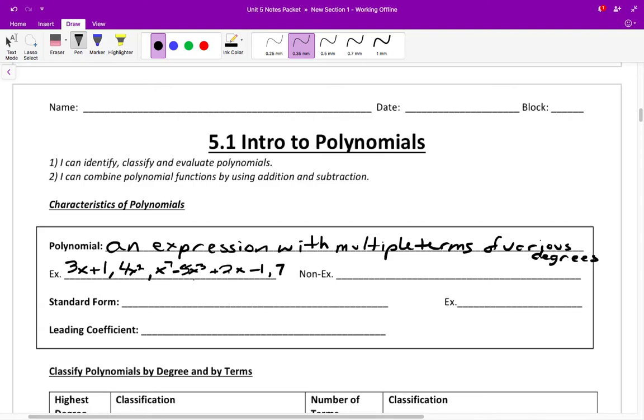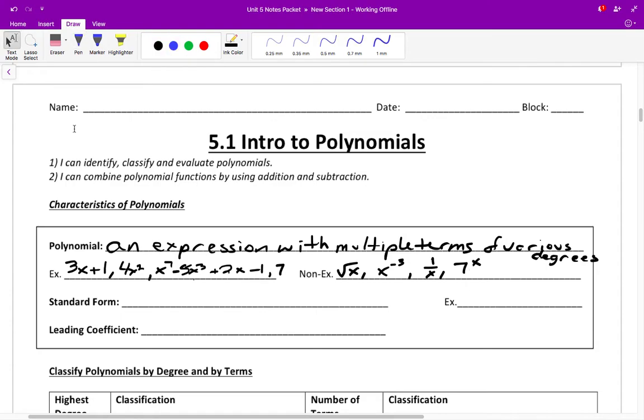So some non-examples, let's talk about stuff that would not be a polynomial. Anything with a square root, like the square root of x, would not be a polynomial. Or anything with a negative exponent, like x to the power of negative 3, would not be a polynomial. Also, anywhere there's a variable in the denominator, which we talked about as examples of rational functions, are not polynomials. And anything that would be exponential, like 7 to the power of x, would also not be a polynomial.